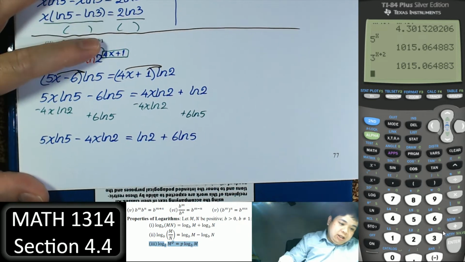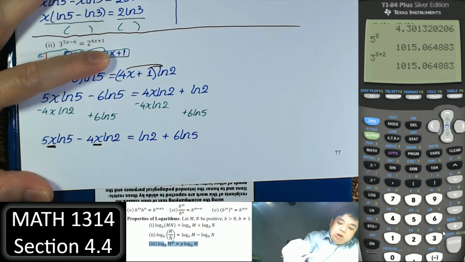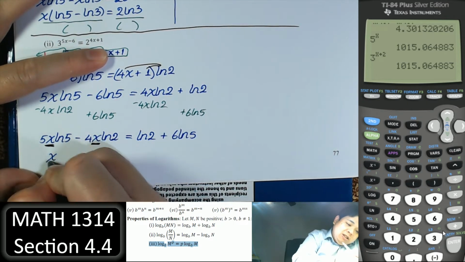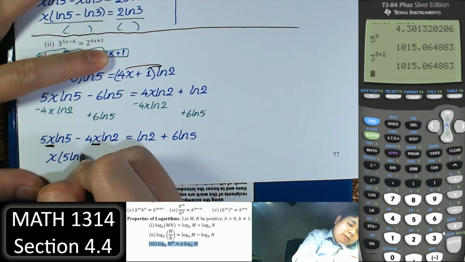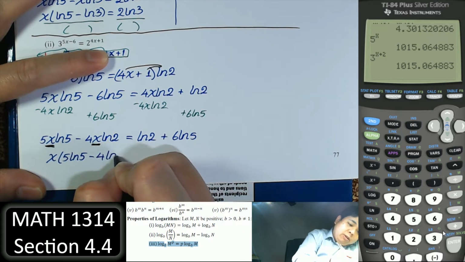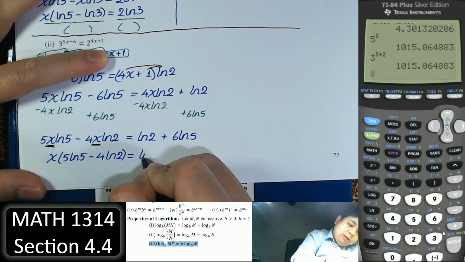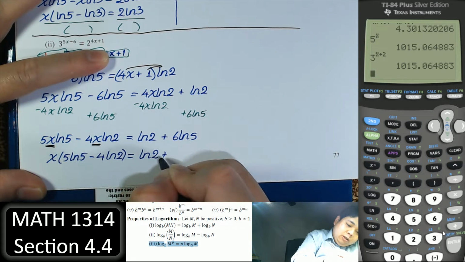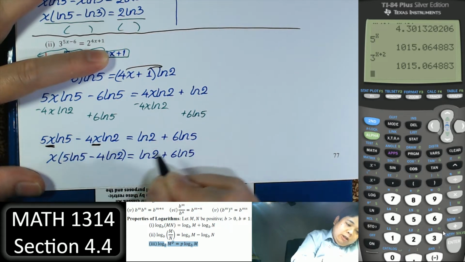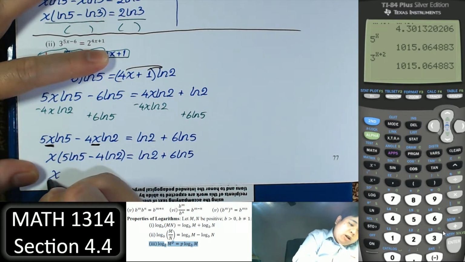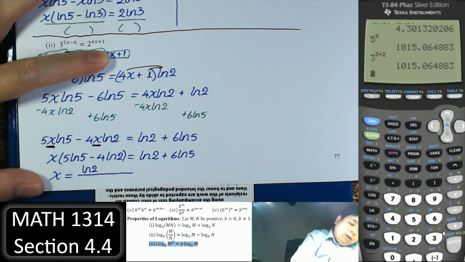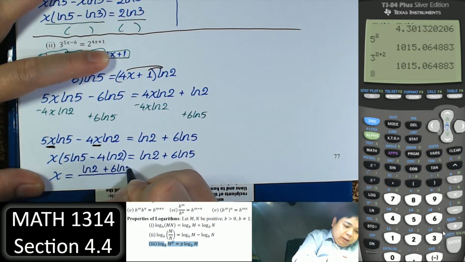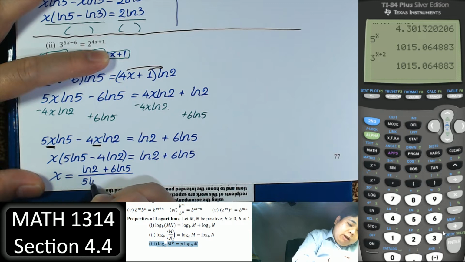Now we solve for x, so we can factor out the x, and then we just have 5 ln of 5 minus 4 ln of 2, and then divide by the parentheses on both sides. This we have ln of 2 plus 6 ln of 5 over 5 ln of 5 minus 4 ln of 2.